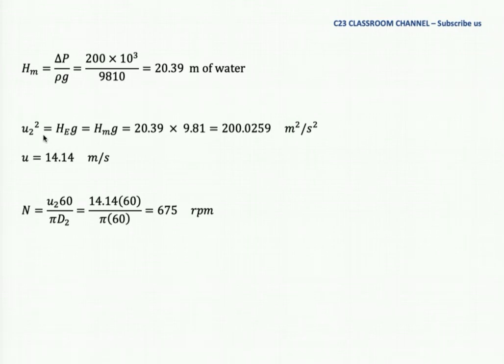And then from the previous equation, we could say that U2 squared is equal to Euler head times gravity, and Euler head is equal to manometric head. We substitute the value of manometric head and gravity here, so we get around 200 meters squared over second squared. So we could say that U2 is equal to 14.14 meters per second. So we use the value of U here in this equation, and we could get the value of N equal to 675 RPM.